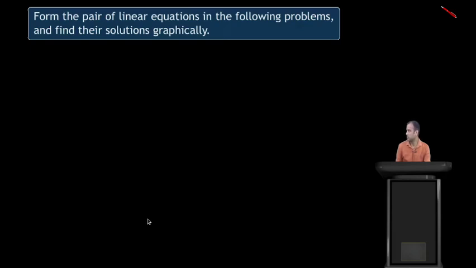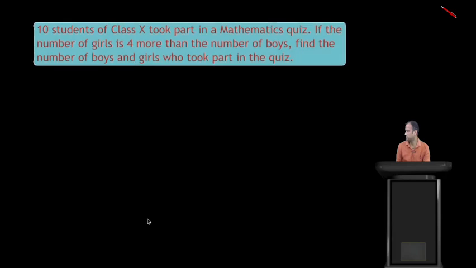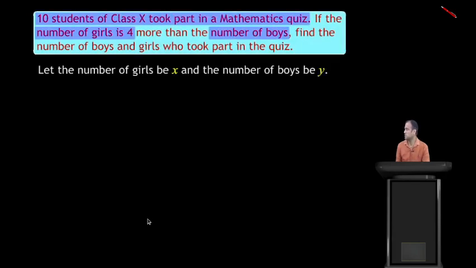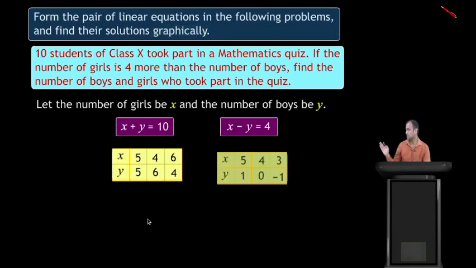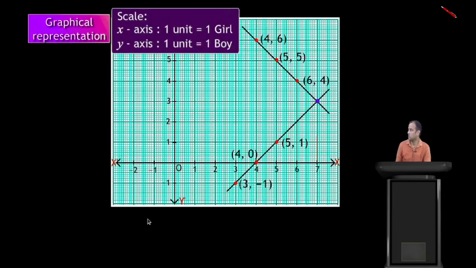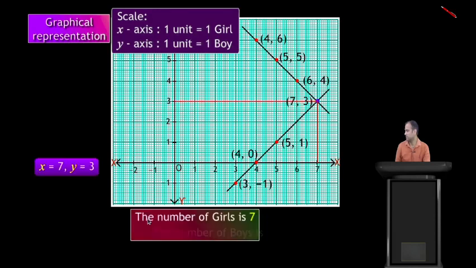Form the pair of linear equations in the following problems and find the solution graphically. So let the number of girls be x and the number of boys be y. So this is our first equation, x plus y equals to 10, because total students are 10, and x equals to 4 plus y. So we have two equations, x plus y equals to 10 and x minus y equals to 4, and then we get the points and plot the points on the graph, and we can see that at this point they both are intersecting. So this is (7, 3). The number of girls is 7 and the number of boys is 3.